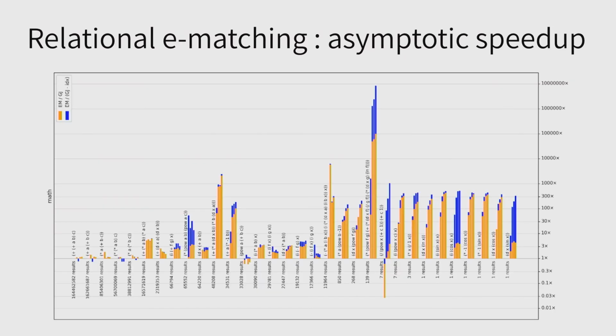Okay. So it works because it's asymptotically faster. So we get, let's see, 6 orders of magnitude speed up on that benchmark.